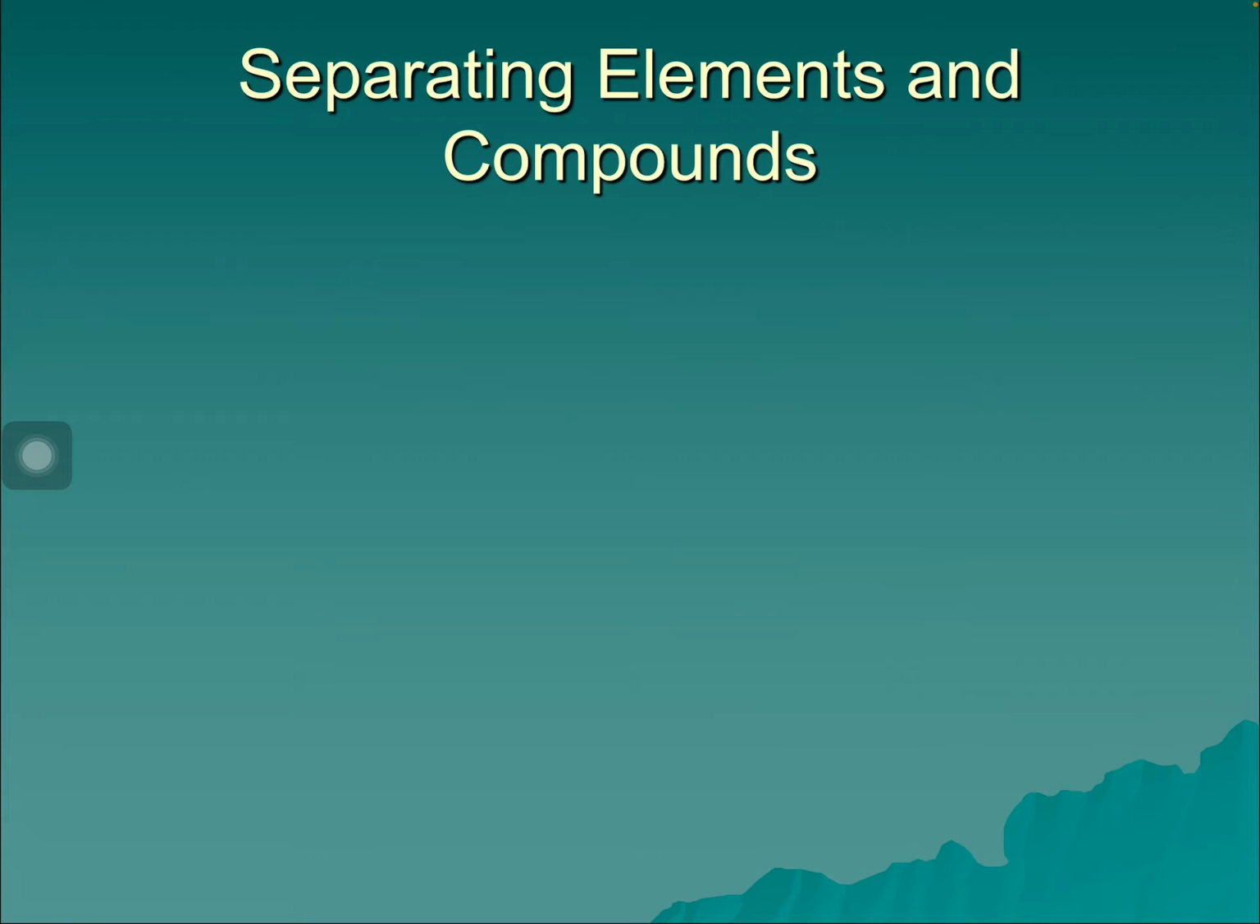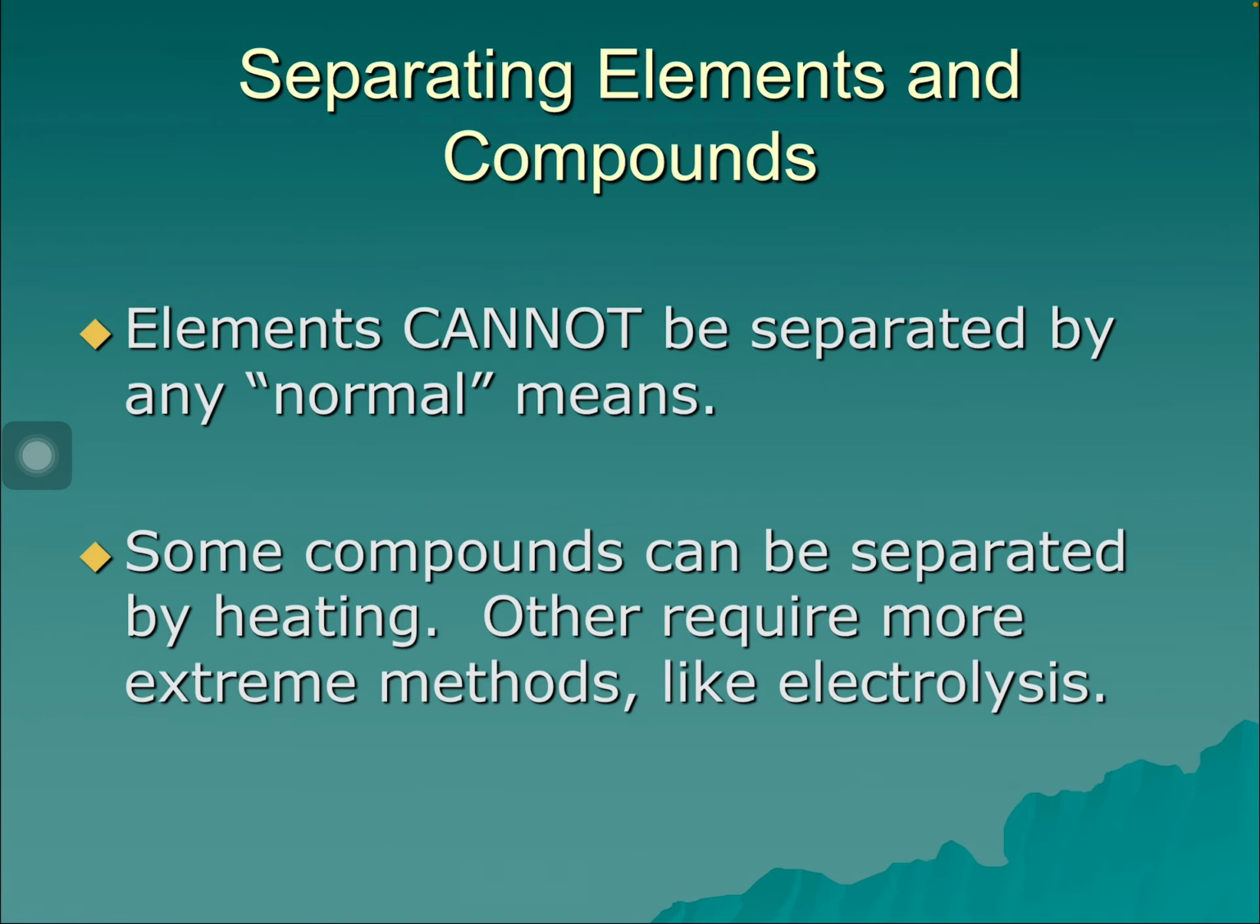So separating elements and compounds. By the way, more on this when we get to the redox and oxidation unit. But elements cannot be broken down. With that said, compounds can be. Specifically, compounds can be broken down through extreme processes called electrolysis. But again, more on that when we get to the redox unit. So you don't need to know what electrolysis is, but just know by chemical means we can separate a compound and elements cannot be separated at all.